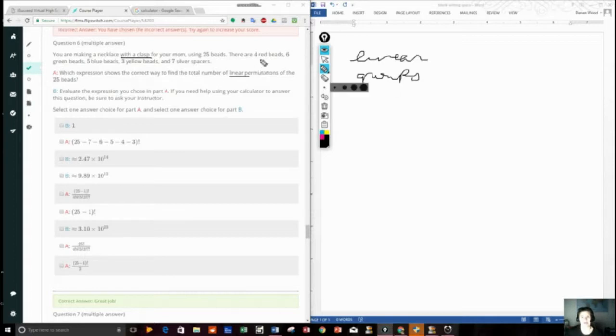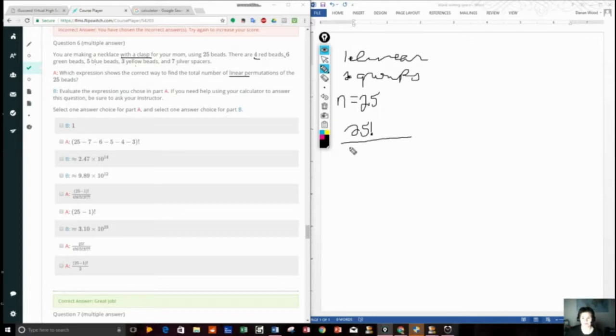And then the second thing we know is we have groups. We have repeated items. We have 4 reds, 6 greens, 5 blues, 3 yellows, and 7 silver spacers. And so we're going to have to find the linear equation for a permutation that deals with groups. So our n is how many total objects? 25. And so there are 25 factorial ways I could arrange this necklace if I didn't have repeated items.